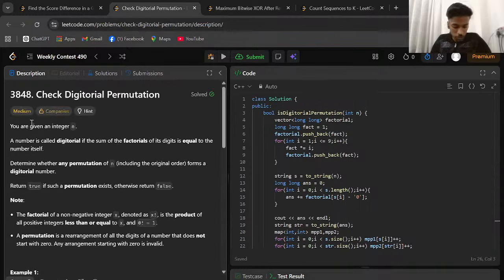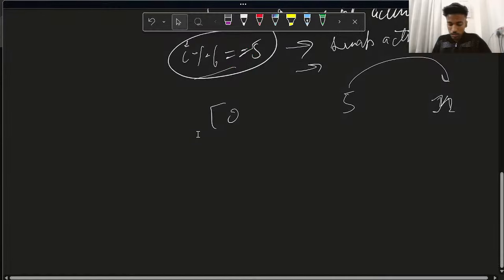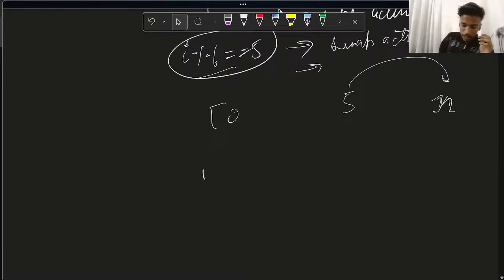Check digitorial permutation. What you are given is an integer n, and a number is called digitorial if the sum of factorial of its digits is equal to the number itself. Determine whether any permutation of n forms a digitorial number. Return true if such a permutation exists, otherwise return false. Okay. So you will be given an integer n.